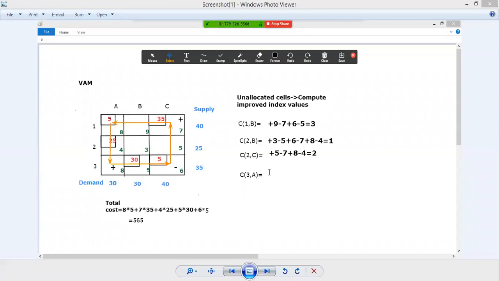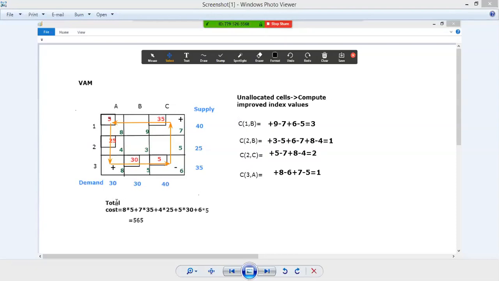Now again we have to compute the net cost for this particular cell. The net cost will be plus 8 minus 6 plus 7 minus 5, which is equal to 1. As you can observe, all the improved index cost values for all these unoccupied cells are positive values, which indicates that this is the optimum solution.